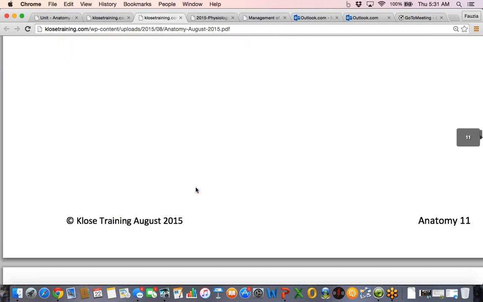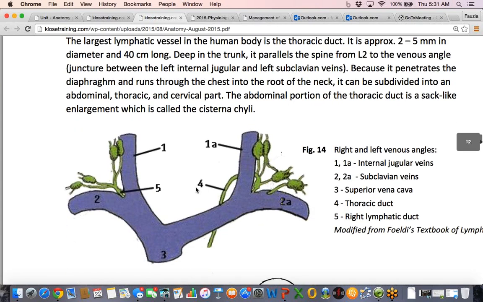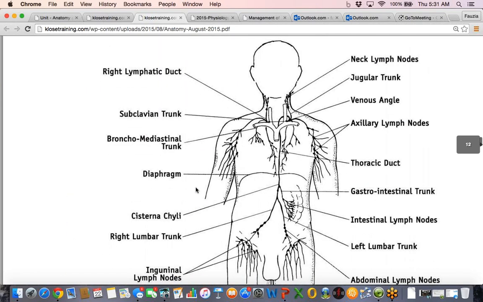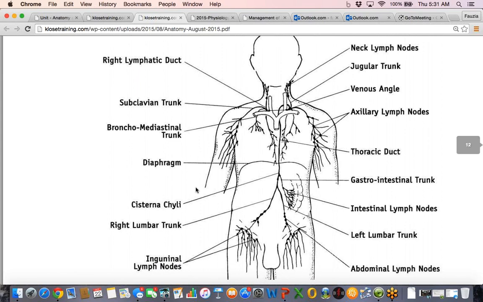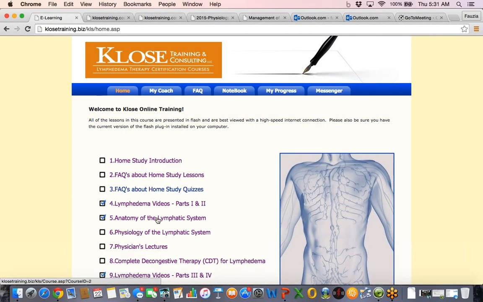We can continue. Okay. So I'm going to now show you a nice little video that talks about this diagram, which we've all seen before, that goes over the lymphatic trunk. So bear with me 1 second. I'm just going to find that.